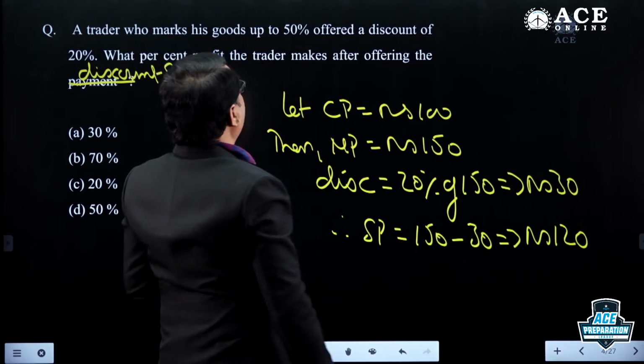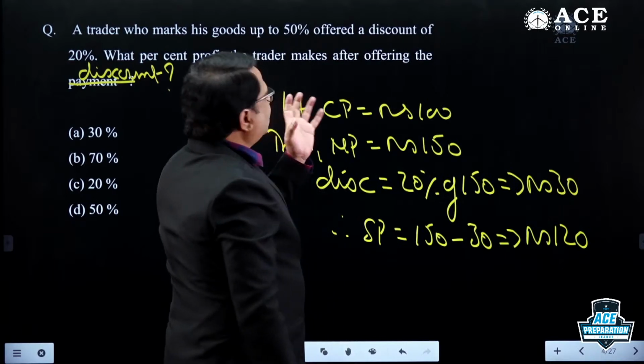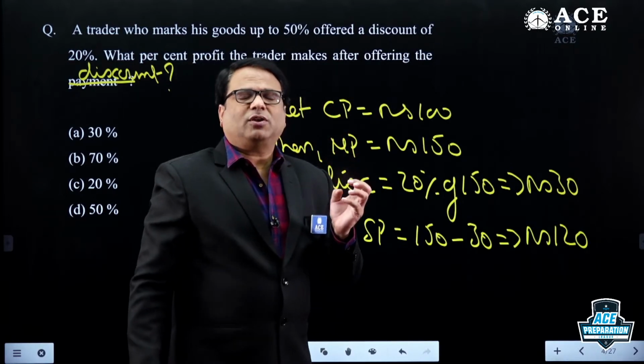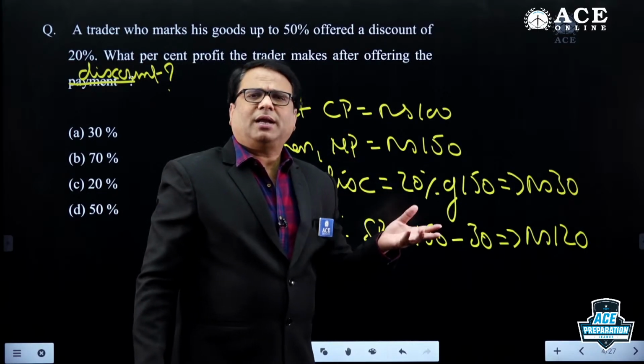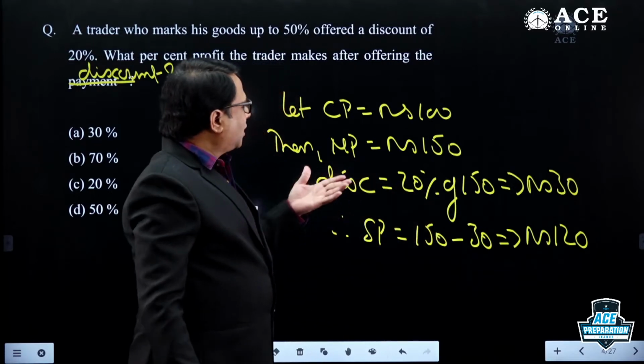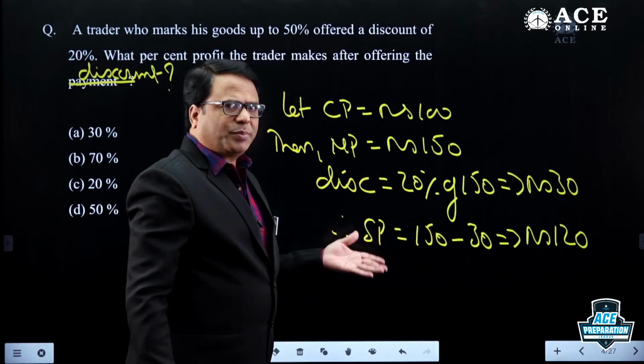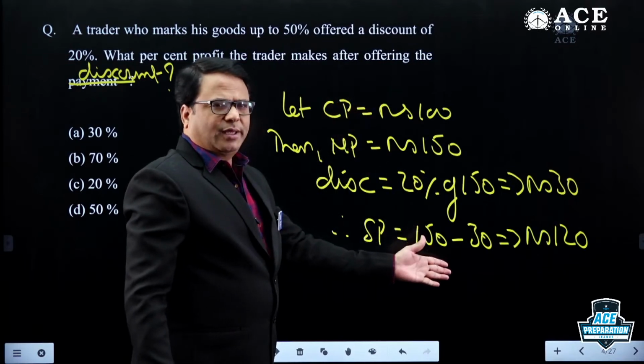Okay, so what is the question? What percent profit does the trader make? So what is the percentage of profit made by the trader? That is the question. Now you can clearly see you need not calculate the profit percent. It is very clear here.